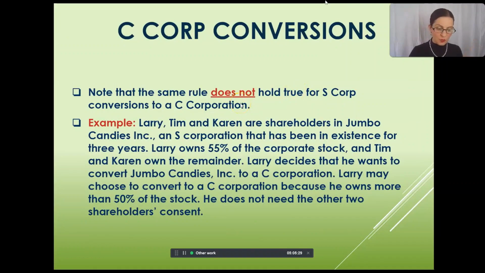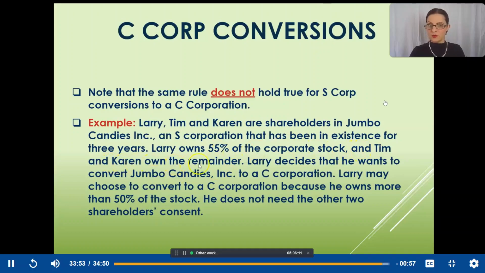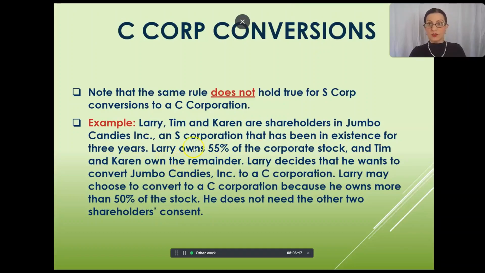Note that this same rule does not hold true for S Corp conversions to a C corporation. So if an S corporation wants to convert to a C corporation, they only need the majority shareholders to sign off on it, over 50% or 50% or more. But if it's a C corporation converting to an S corporation, then they need 100% of the shareholders in order to agree. Example, Larry, Tim, and Karen are shareholders in Jumbo Candies, Inc., an S corporation that has been in existence for 3 years. Larry owns 55% of the corporate stock, and Tim and Karen own the remainder. So Larry is the majority shareholder in this case. He owns over 50% of the stock.